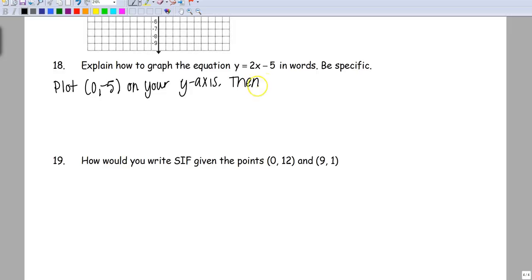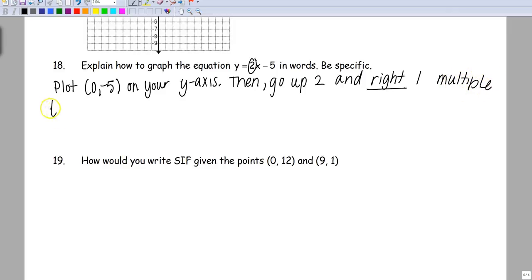Then go up 2 and right 1. Notice I'm saying right, not over. Okay, because over could mean whatever. Okay, so then go up 2 and right 1 multiple times. Draw a line.